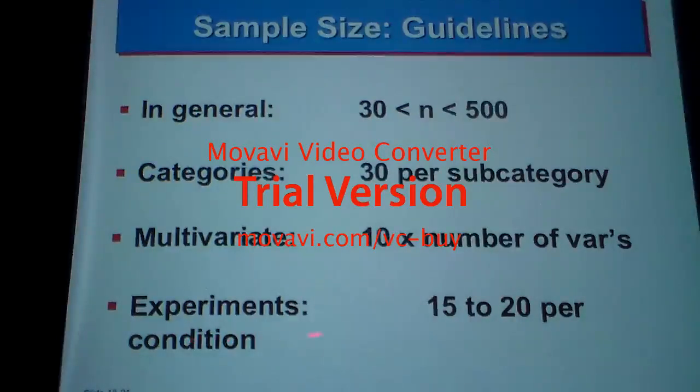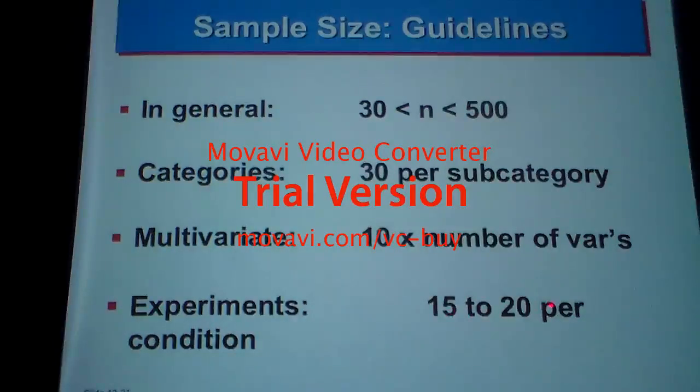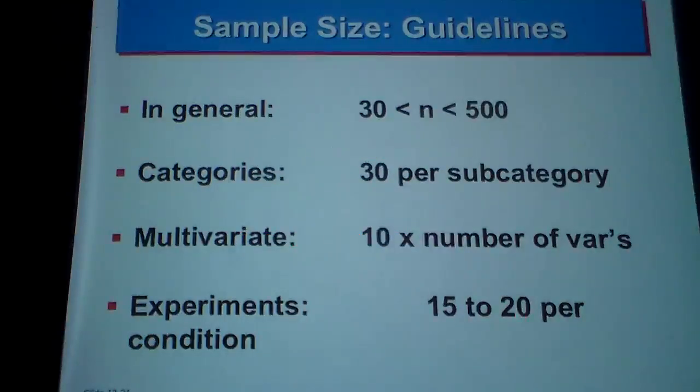Experiments: condition 15 to 20 pairs for each experiment. If you are doing more than one experiment, you need to take a sample size of 15 to 20 for each experiment. Then the total number will be the number of experiments times 15 to 20, depending on the number of elements for each experiment. Okay?